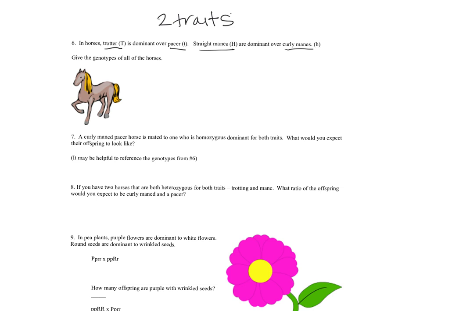And so we're going to write down all the genotypes of all the possible horses. What? That seems a little crazy. But I'll give you some examples. So if a horse is big T, big H, little h, right? Heterozygous at both traits. What would they look like? They look dominant, because they have at least one dominant allele.